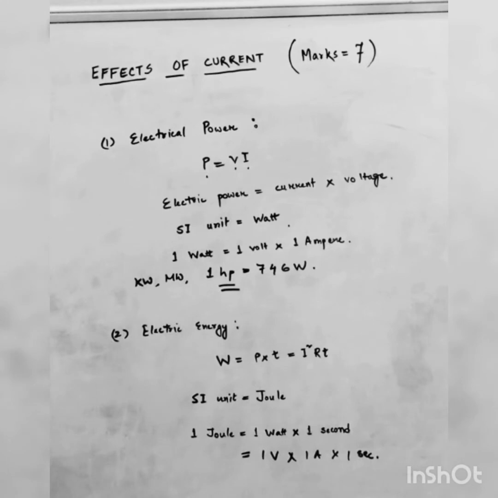So next is electric energy. Electric energy is defined as the total amount of work done by the current in a given time. It is simply denoted by the work done.